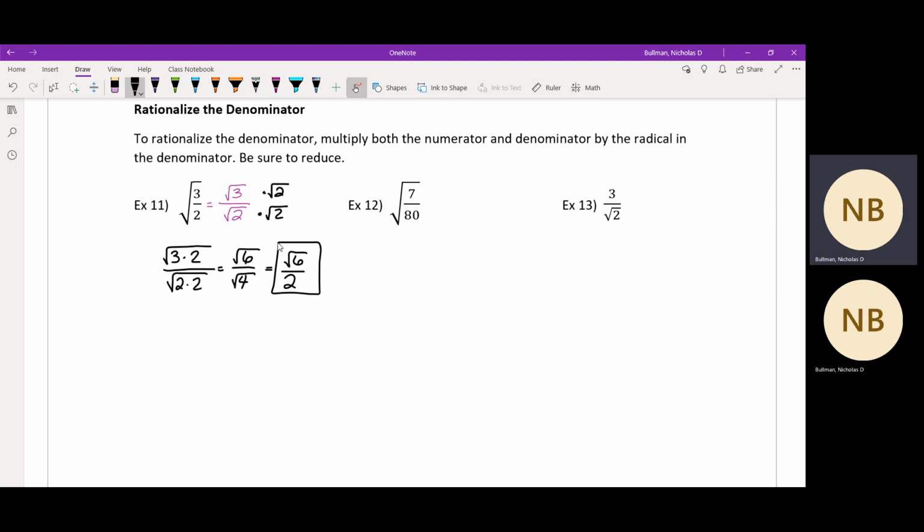So the key thing is, just like when we square a square root, if we multiply a root by its same number, so square root of 2 times square root of 2, it will make it to where the square root goes away, and that number just becomes your denominator.